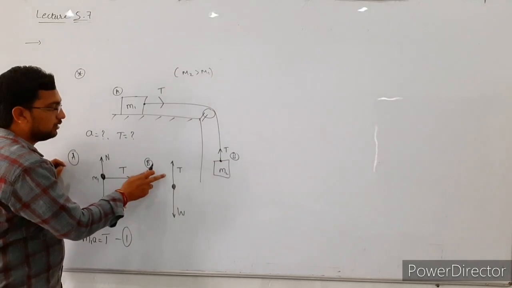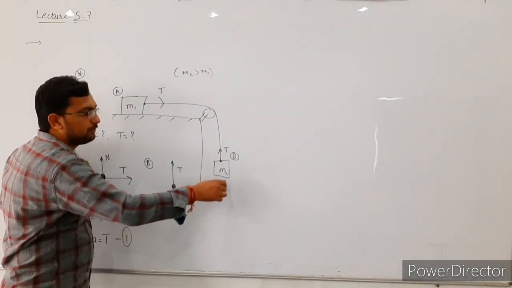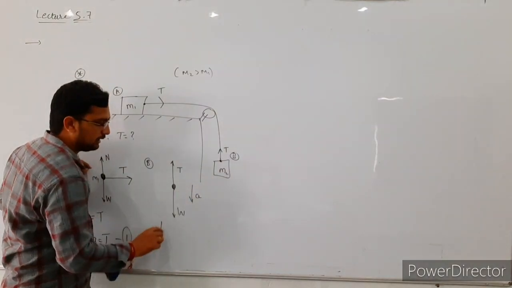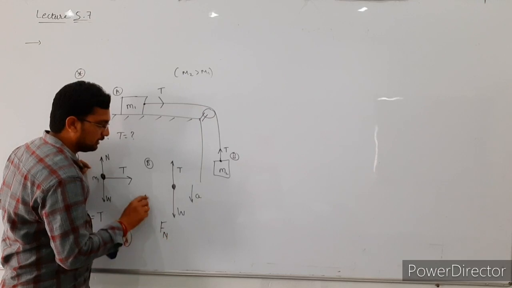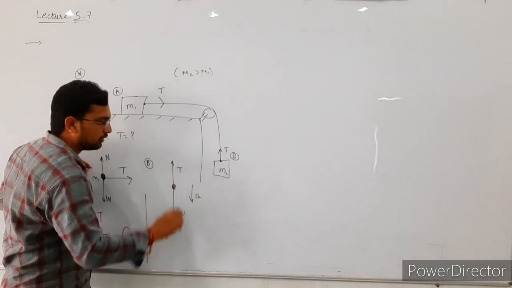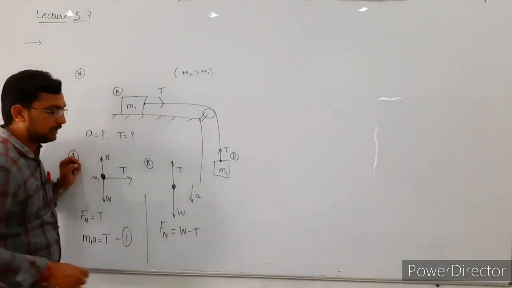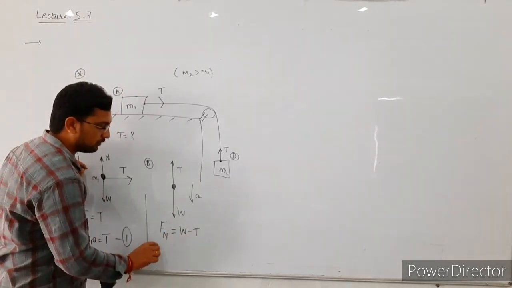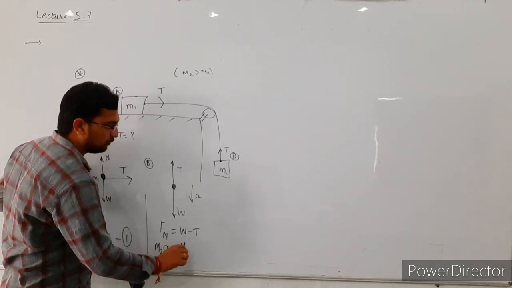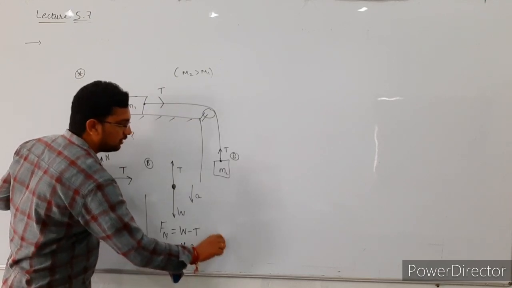Okay. So next, from the free body diagram of body A, the m2 value is more, and this is the direction of acceleration. Then the net force acting on this system is weight minus tension, since the weight is more compared to the tension. Net force is the product of mass and acceleration, that is m2 into a is equal to m2 into g minus T. So this is our equation number 2.